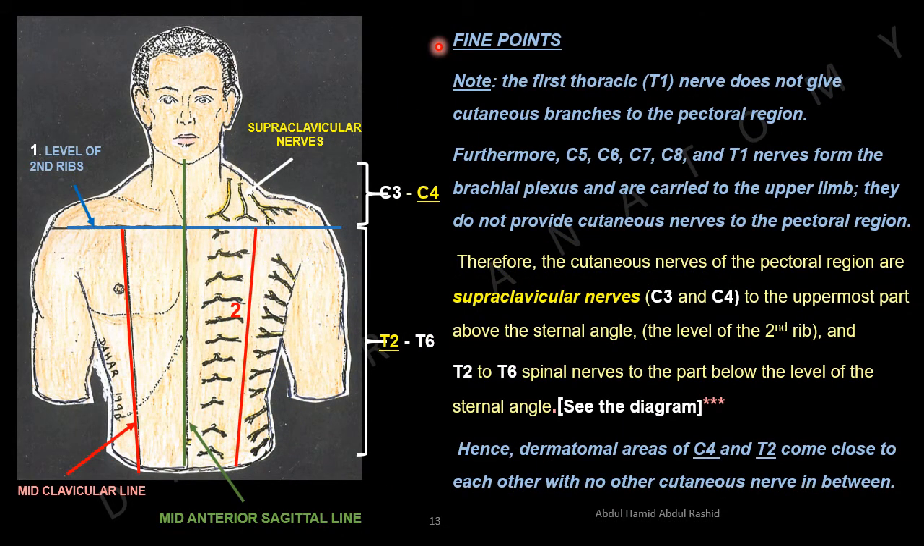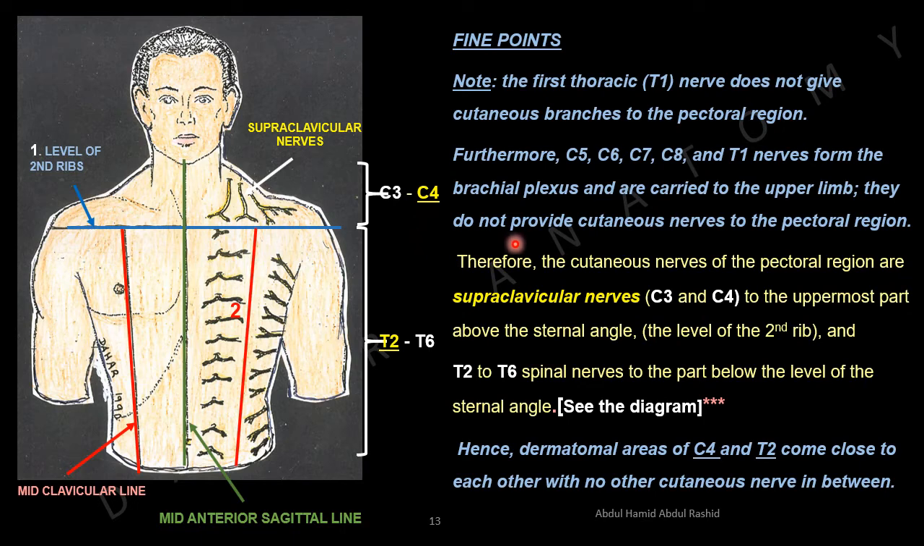Note, the first thoracic T1 nerve does not give cutaneous branches to the pectoral region. Furthermore, C5, C6, C7, C8 and T1 nerves form the brachial plexus and are carried to the upper limb. They do not provide cutaneous nerves to the pectoral region.